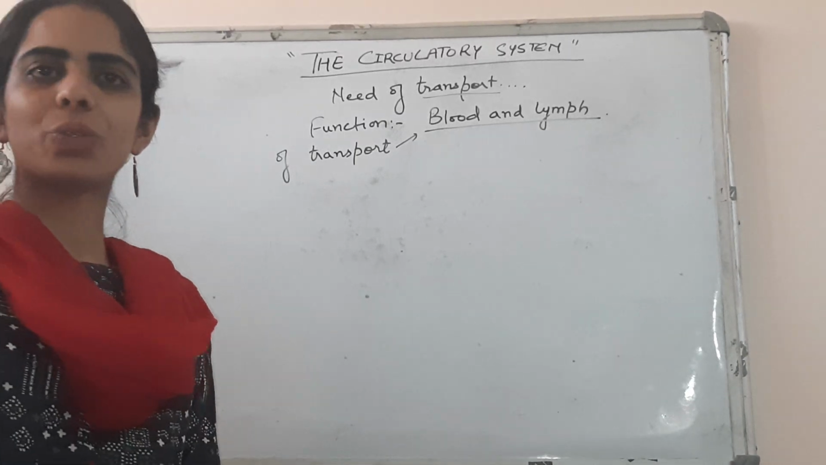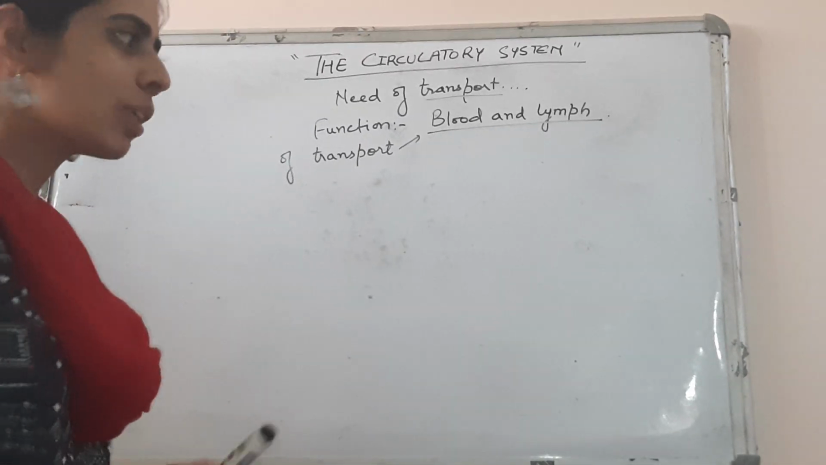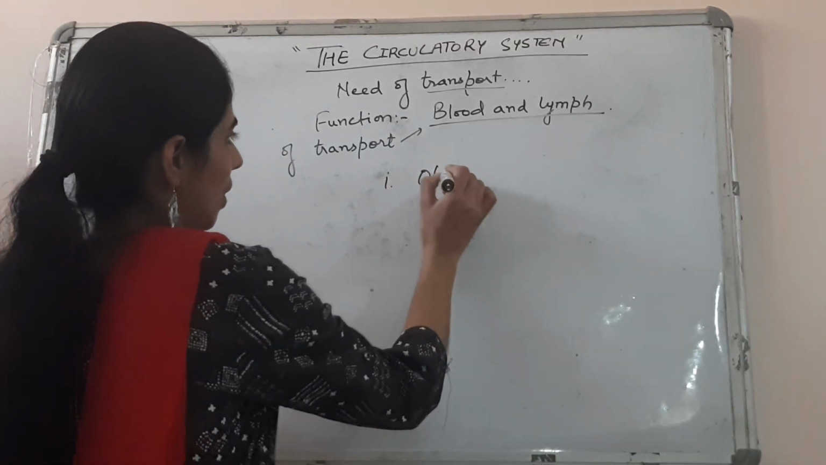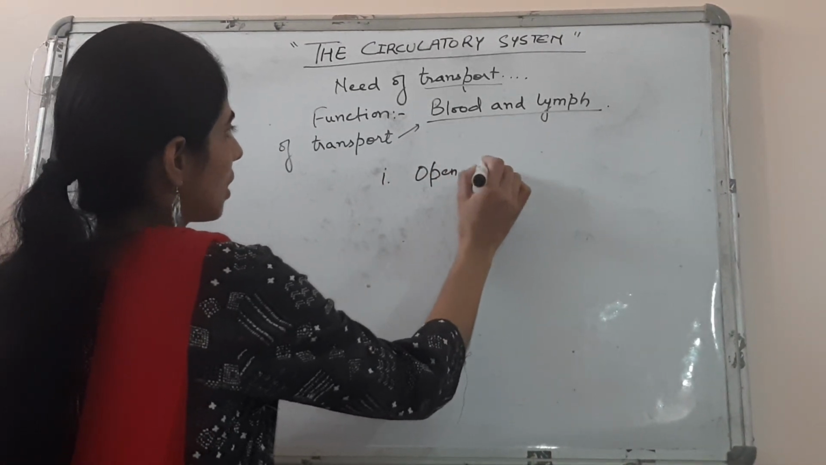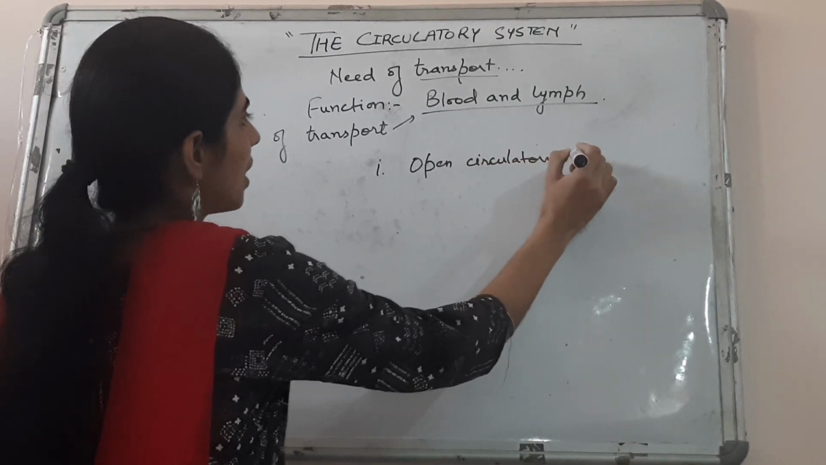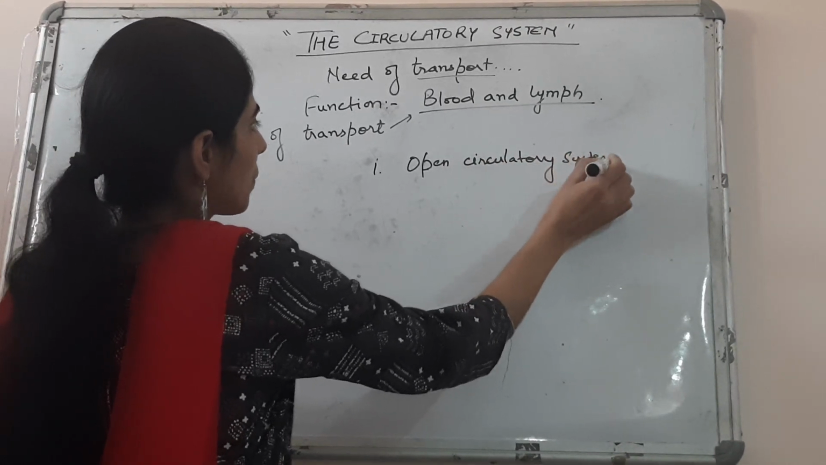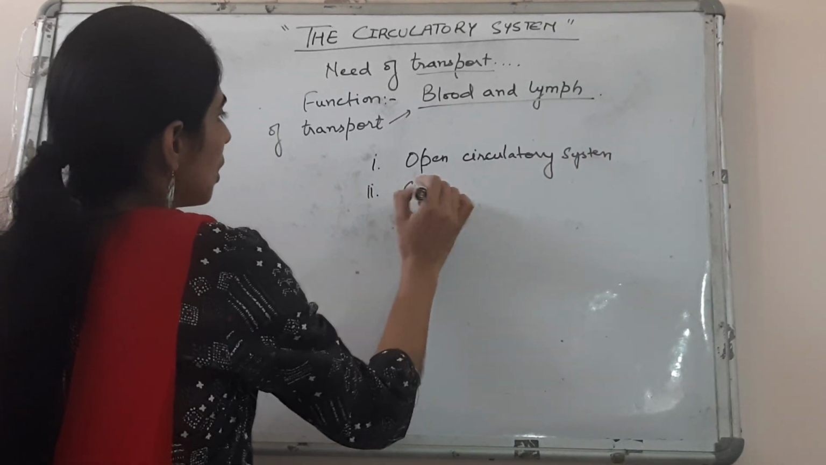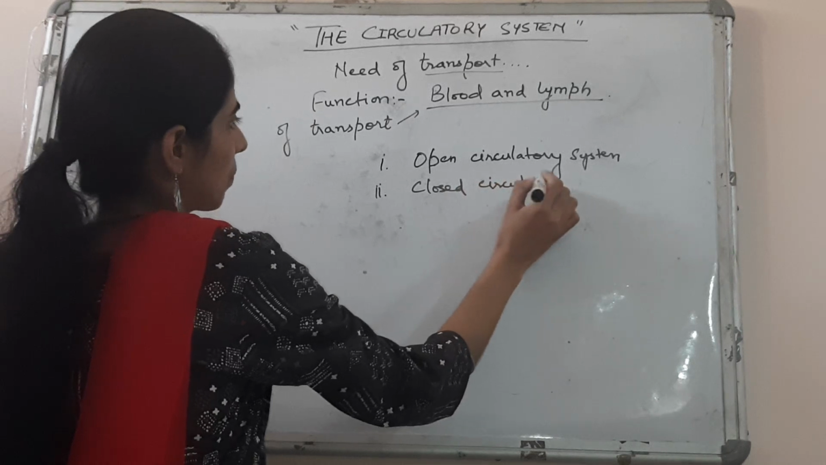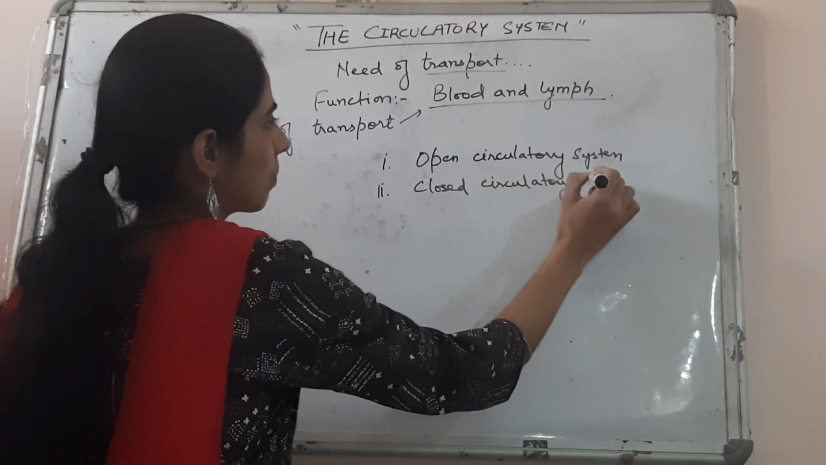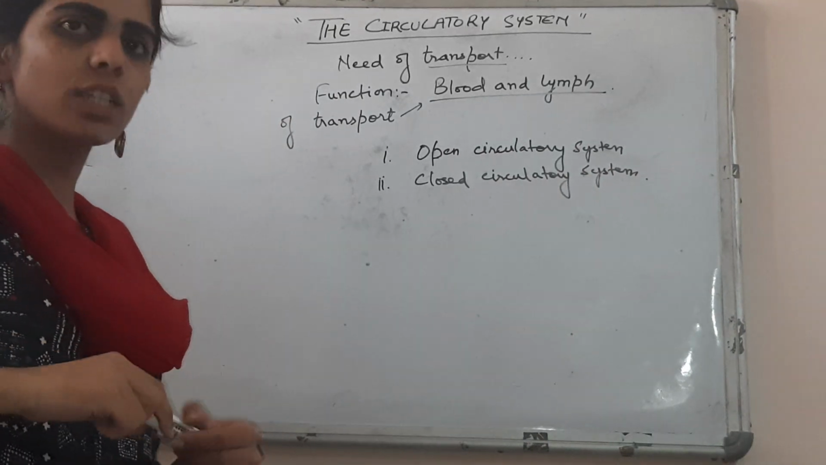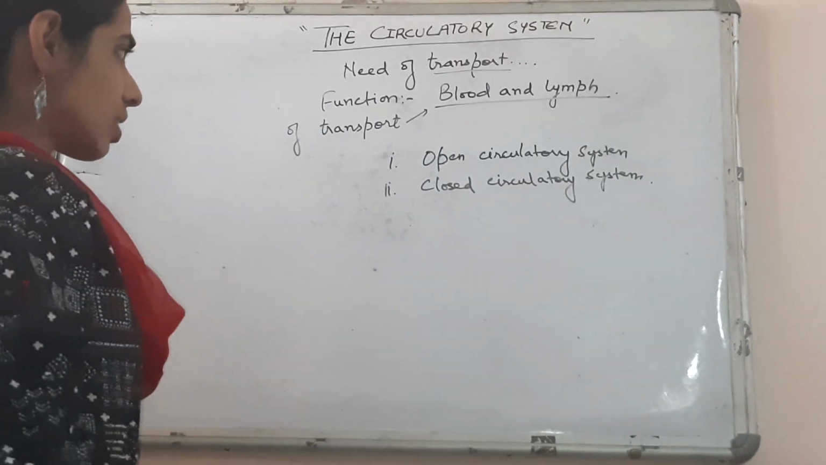Okay children, so to carry on with the circulatory system, we have two types of system. One is the open circulatory system, and the second one is the closed circulatory system. So what happens here? Why do we have these two types, and what does this mean?